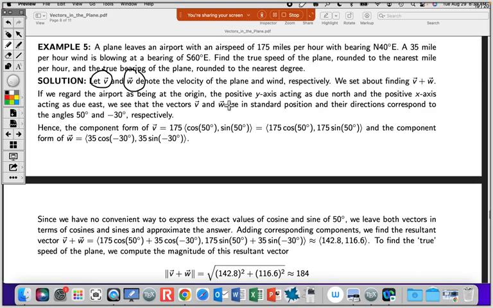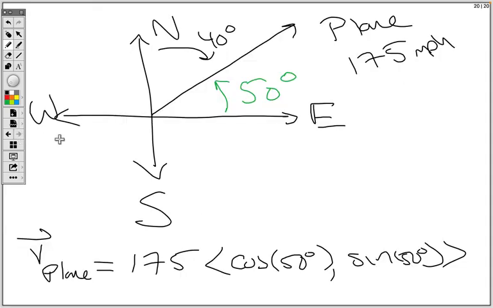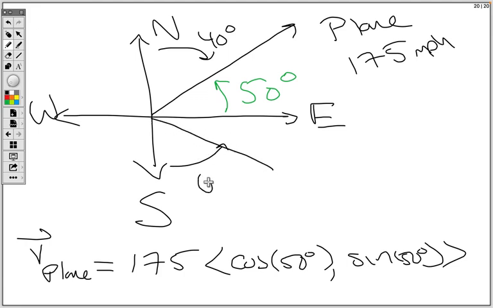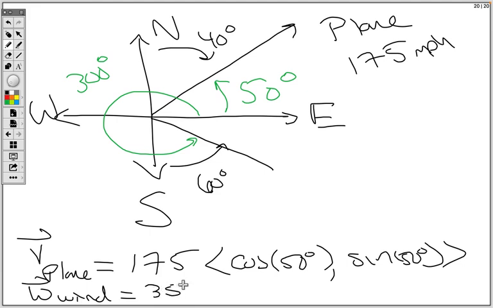And then for the wind, is a 35 mile an hour wind blowing at a bearing of south 30 degrees east. So once again, we would start at south and rotate 30 degrees towards the east. And so the angle we'd be using for the wind would be 300 degrees. And so if I look at the vector w for wind, that would be 35 miles per hour times cosine of 300 degrees, sine of 300 degrees. And this would give you the component form of v and w. So that would be your components of that.